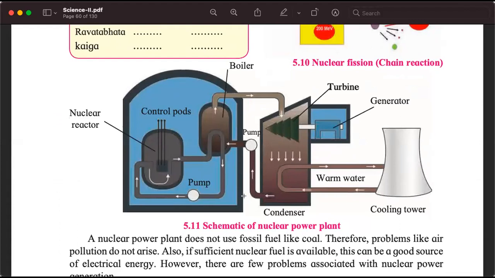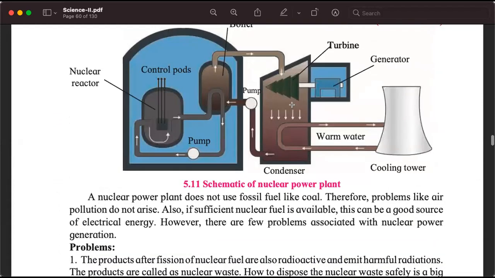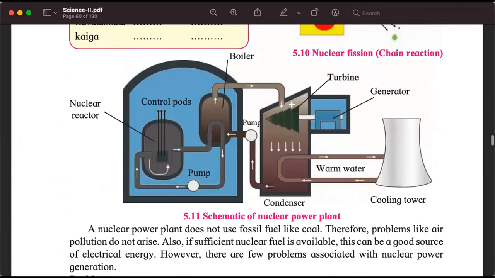So a schematic diagram of a nuclear power plant is also given. Of course, there is a turbine. Once again, you don't need to worry. We will read, we will understand. You need to come prepared.